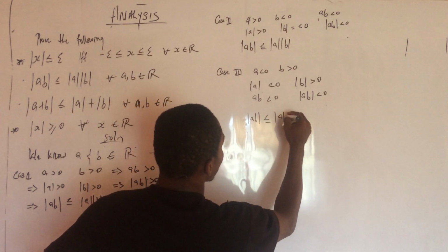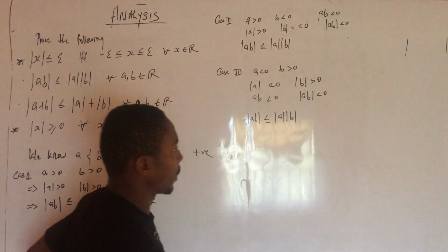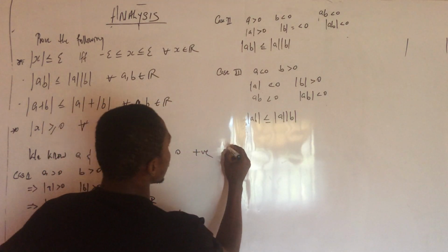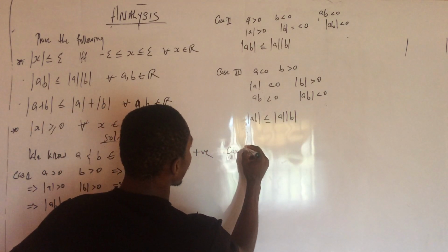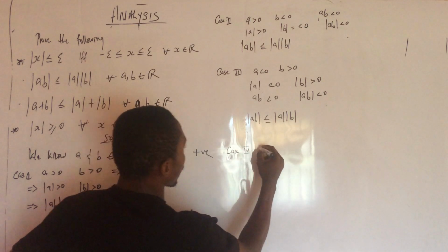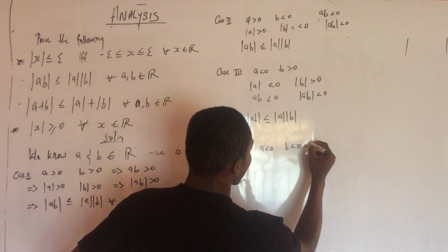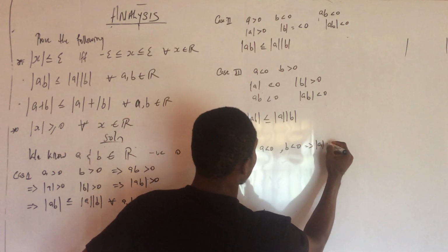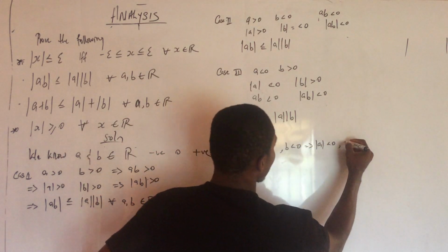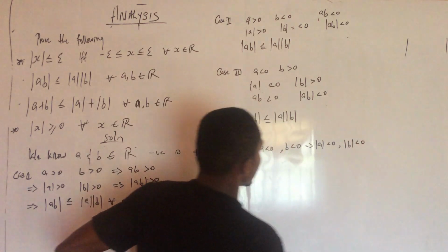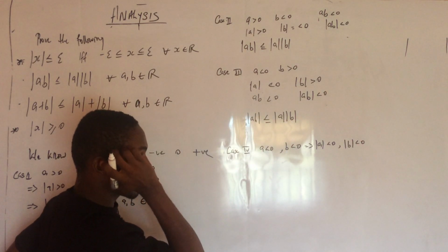Absolute value of A and absolute value of B. So consider the final case, case 4. Case 4: A less than 0, B less than 0. Now this implies that absolute value of A is less than 0, absolute value of B is less than 0. What next are we going to do now?